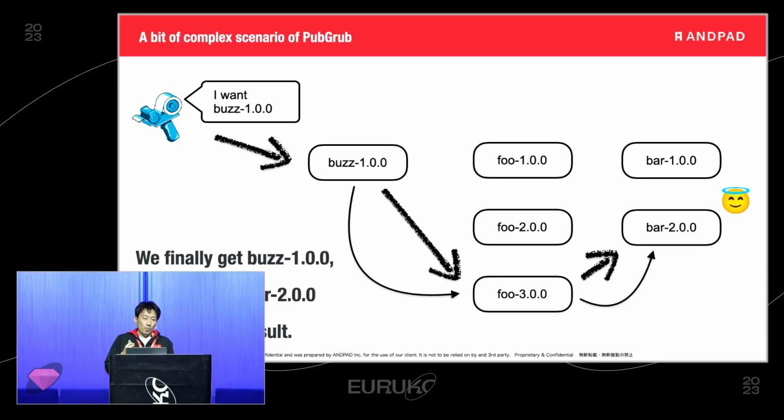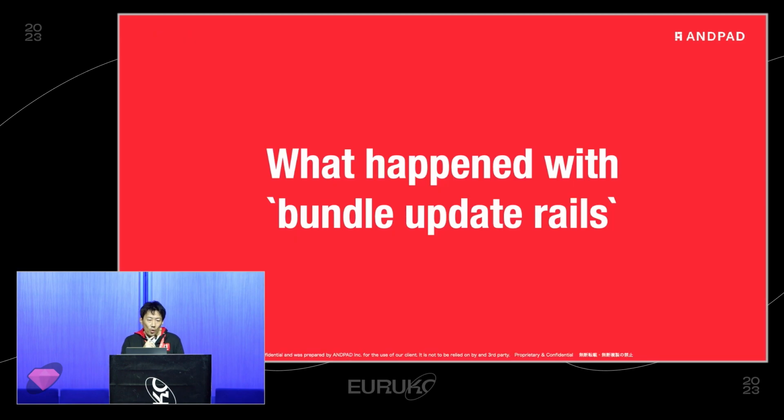So next step, PubGrub will look at foo version 3. Foo version 3 depends on a higher version of bar than version 1, so PubGrub chooses bar version 2 finally. So we can get bus version 1, foo version 3 and bar version 2. It's a bit complex, so if you need the details of the PubGrub algorithm, please read the original developer blog written by the original author of Next3.